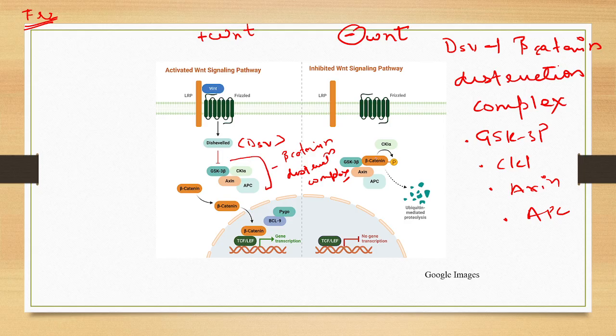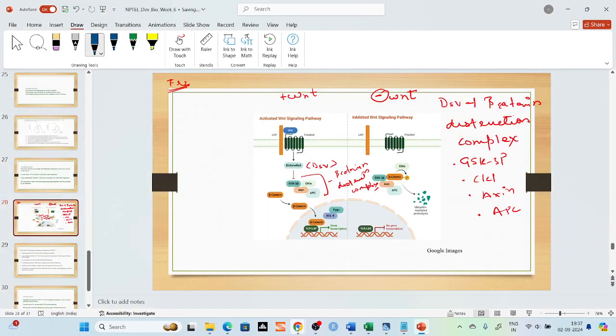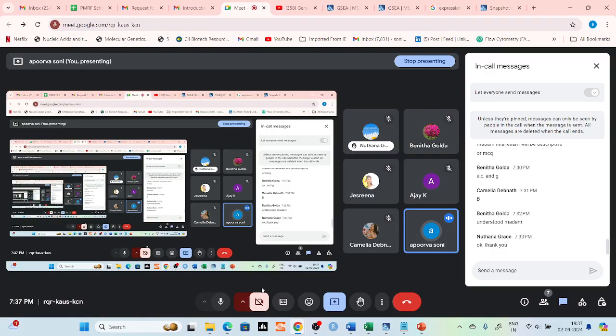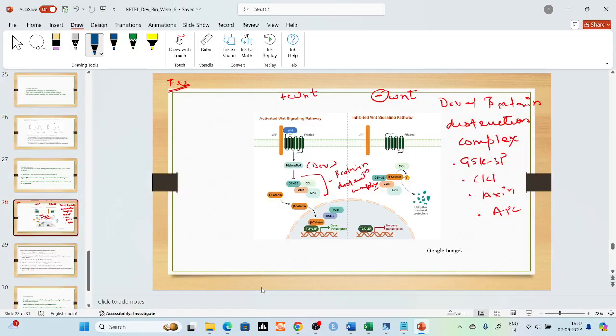Okay, is this clear to everybody? Is this pathway, what I just explained, clear to everybody? Yes or no? Just give me a thumbs up or something. Fine. So now that we have understood the basics of the Wnt pathway, now we'll try to apply this concept in solving our question. Okay, let us go. So this is our question.